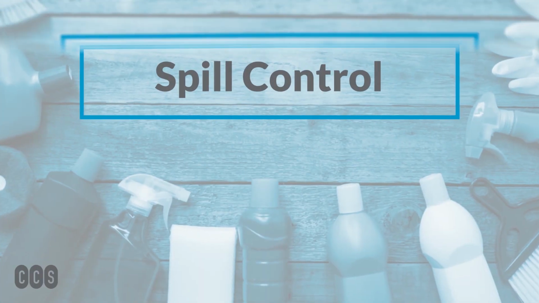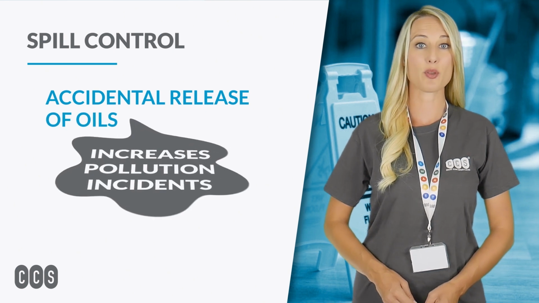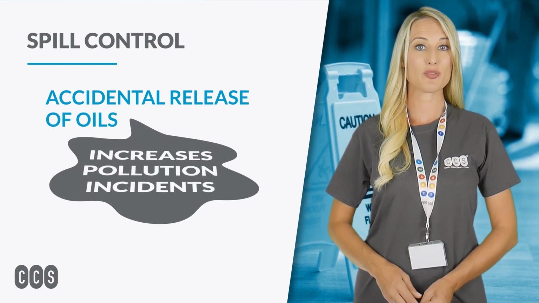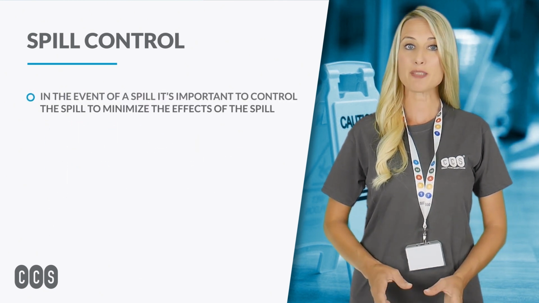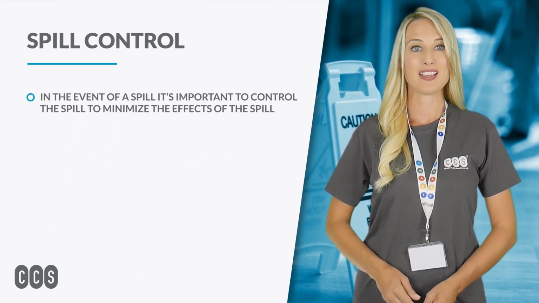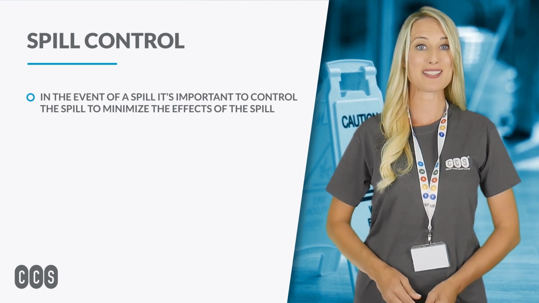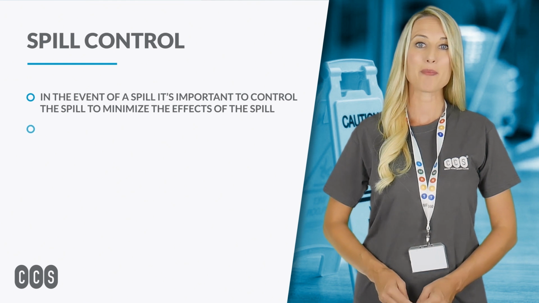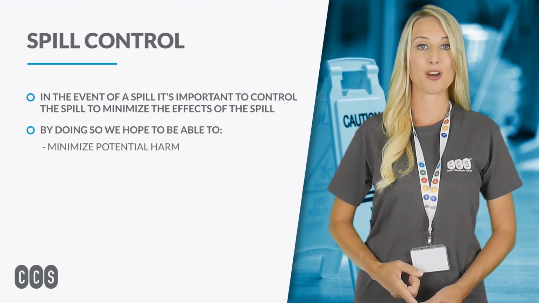Spill control. The accidental release of oils and other chemicals from the working areas gives rise to a significant number of pollution incidents each year. Many spillages can be prevented. In the event of a spill, it's important to control the spill to minimize the effects of the spill. By doing so, we hope to be able to minimize potential harm.